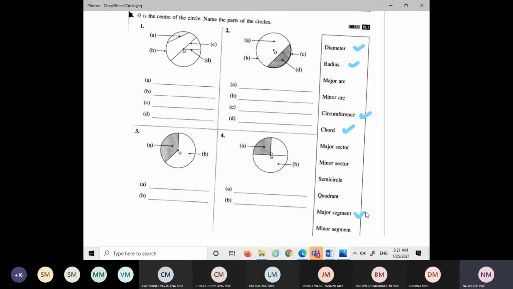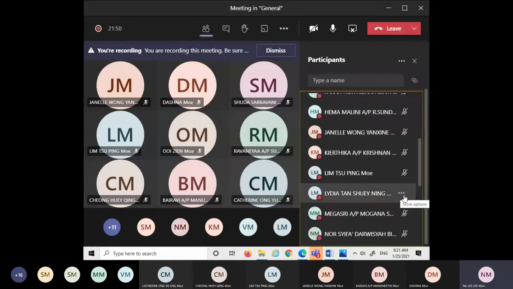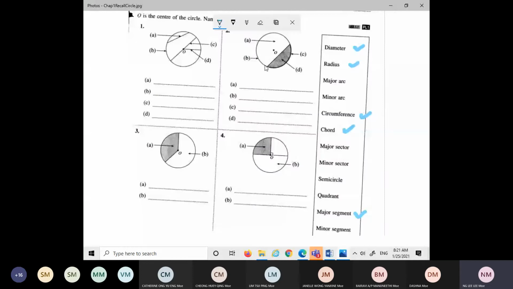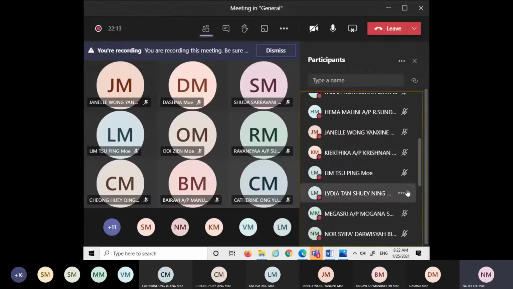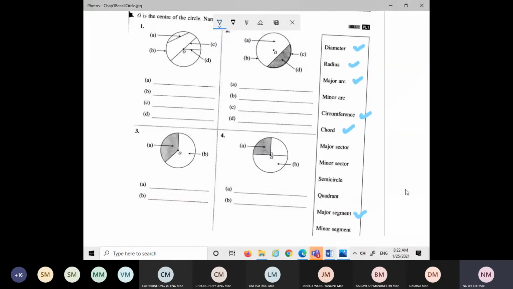Okay, major segment. Okay, now we come to B. B referring to the line. Okay, the bigger one. So the next girl is Shuping. Can you answer for 2B? This one? Major arc. Okay, major arc. Where is major arc? Okay, major arc here. Okay, next. C referring to the line. Okay, this line, but the smaller one. Okay, next girl will be Lydia. Minor arc. Minor arc, very good.